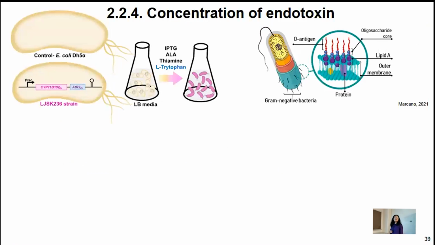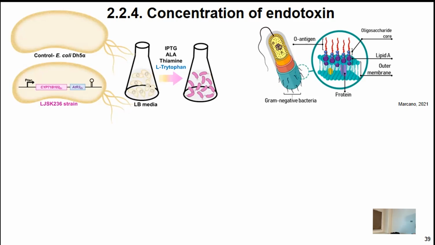Next, we measure the concentration of endotoxin. Now, why endotoxin, and what is it? Endotoxin is also known as lipopolysaccharide, found in the outer membrane of the E. coli cell. It's found not only in E. coli, but in all gram-negative bacteria. It has 3 components: O antigen, oligosaccharide, and lipid A.